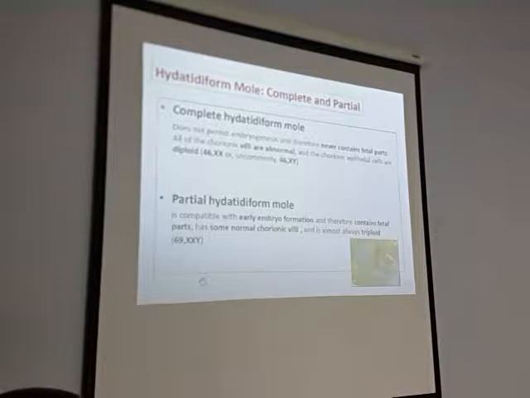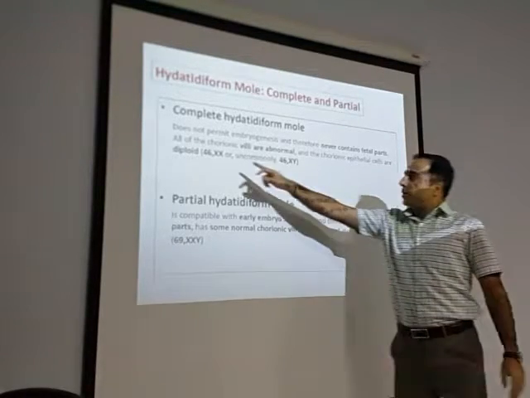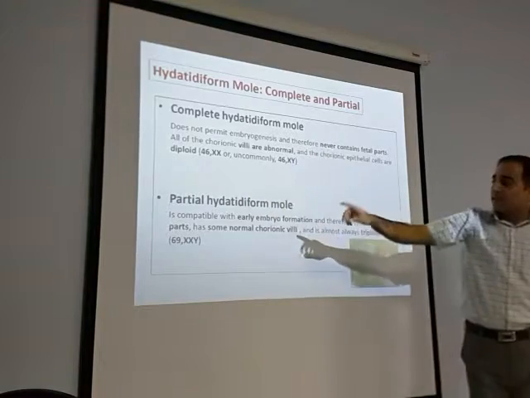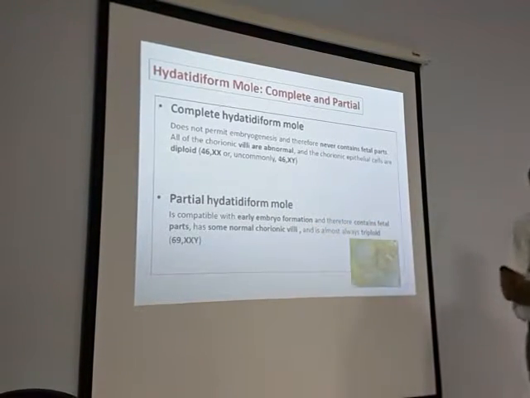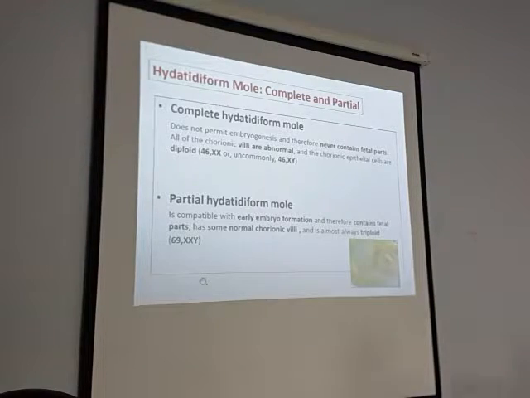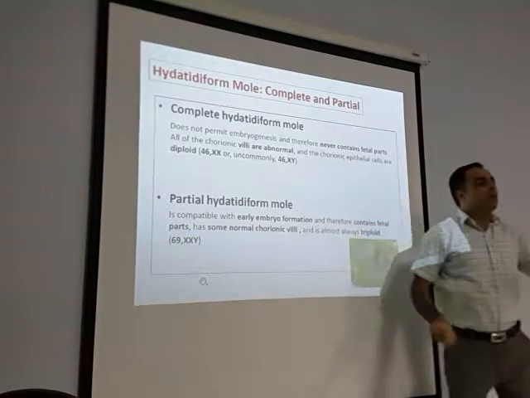Female, 46XX or 46XY? Not male, female. Is it haploid or diploid? Diploid, two sets of chromosomes. Haploid is 23. So it is most commonly 46XX. But here, in partial hydatidiform mole, some fetal parts will be formed, so it is compatible with early embryo formation.